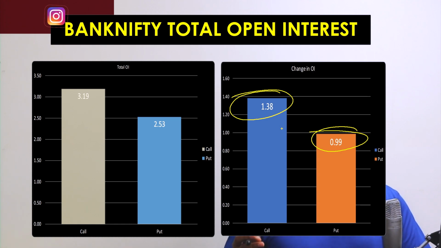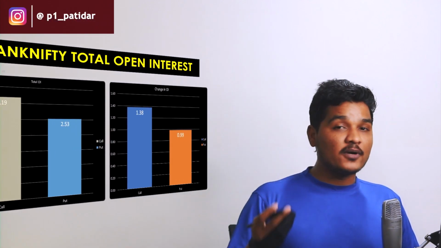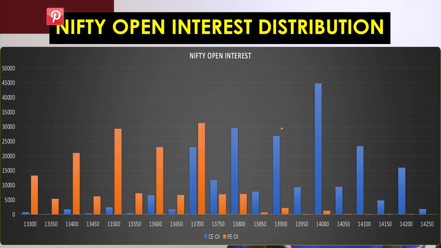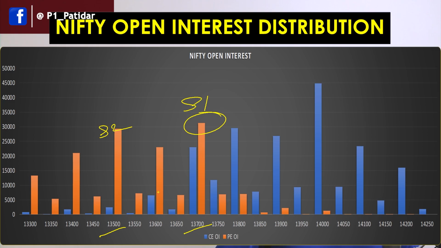Now let's move to the next and do the analysis of open interest distribution of Nifty, and we'll be finding out support and resistance based on this analysis alone. First we'll be seeing the support. Support 1 is at 13,700, and support 2 is at 13,500. Yesterday we discussed that support is moving up.